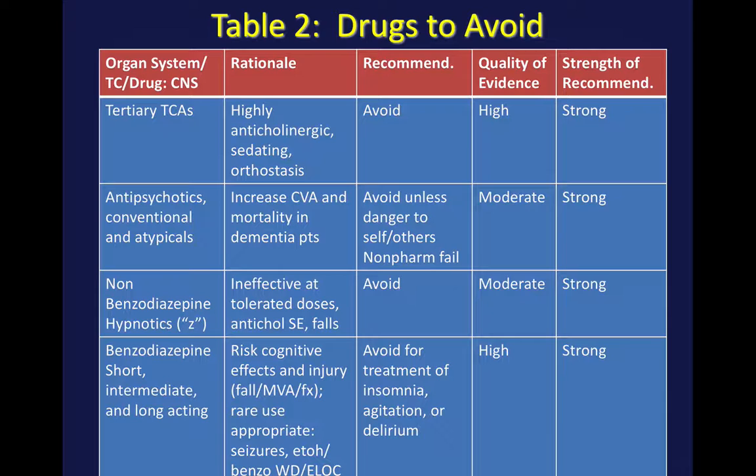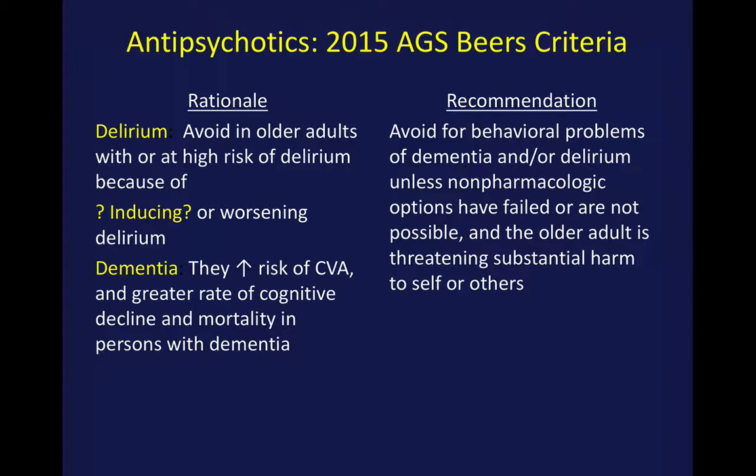So, we talked about TCAs to try to avoid, but another big area is the use of antipsychotics, hypnotics, and benzodiazepines. And the main reason why is there's a strong association of them with an increased risk for falls and causing cognitive impairment. Antipsychotics, the rationale is we try to avoid them in older adults with or at high risk for delirium, because they've been shown to actually sometimes worsen delirium. In dementia, there's been evidence they may increase the risk for stroke and greater risk for cognitive decline.